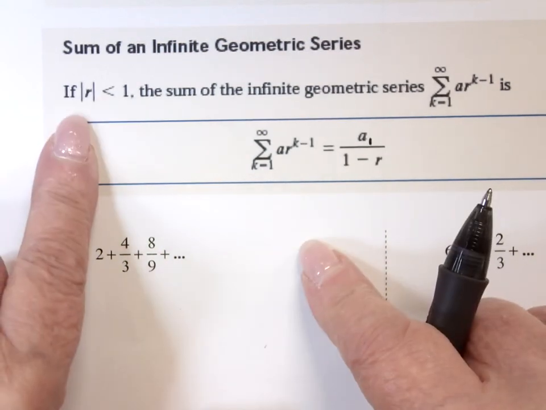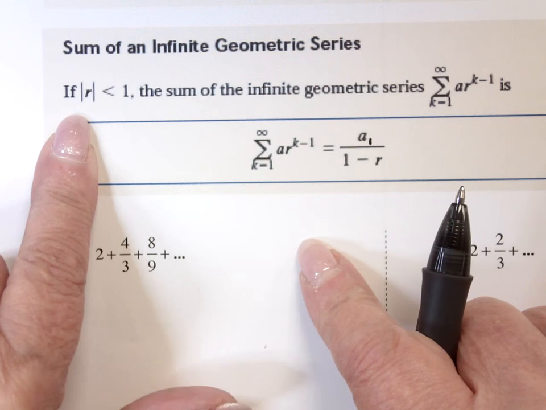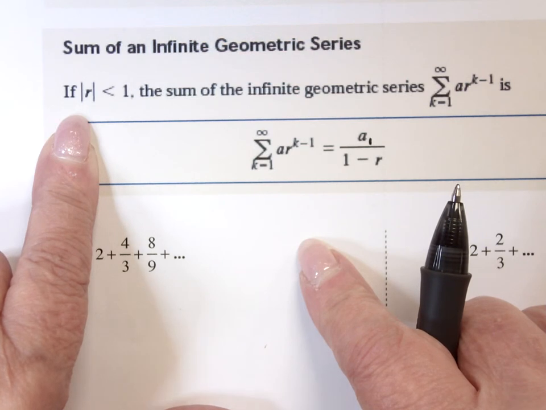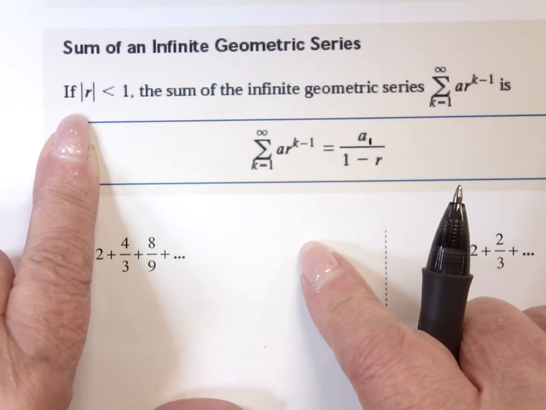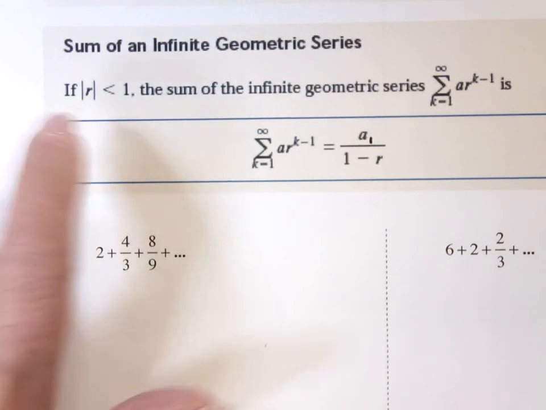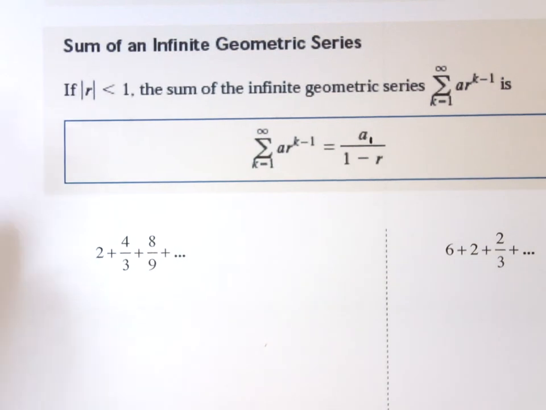The first thing I do is test r. If the absolute value of r is bigger than 1, then it diverges. I don't need to do anything. If the absolute value of r is less than 1, then it converges, which means I can put it in the formula and come up with a number. It does add up to something.